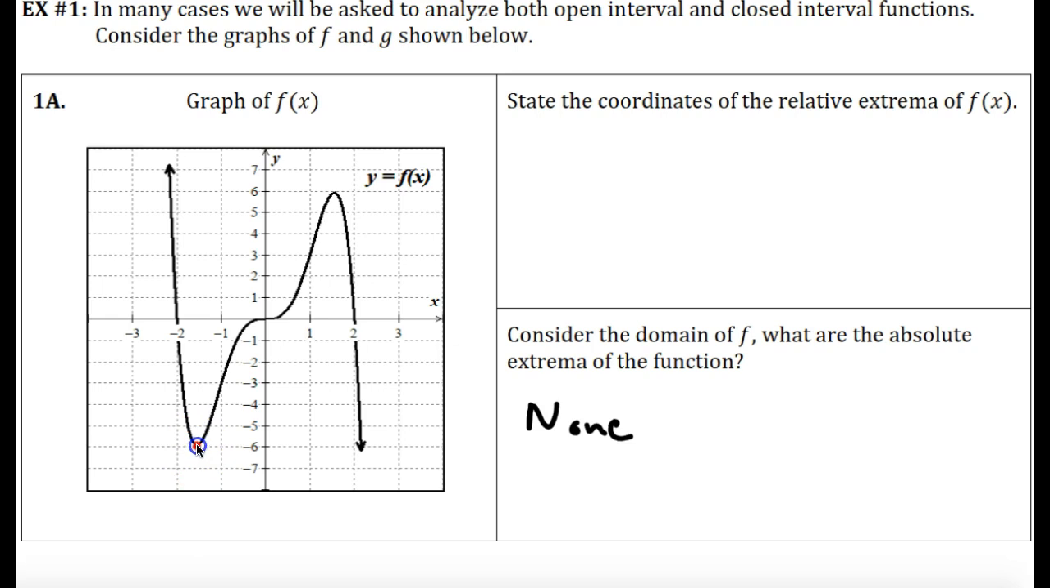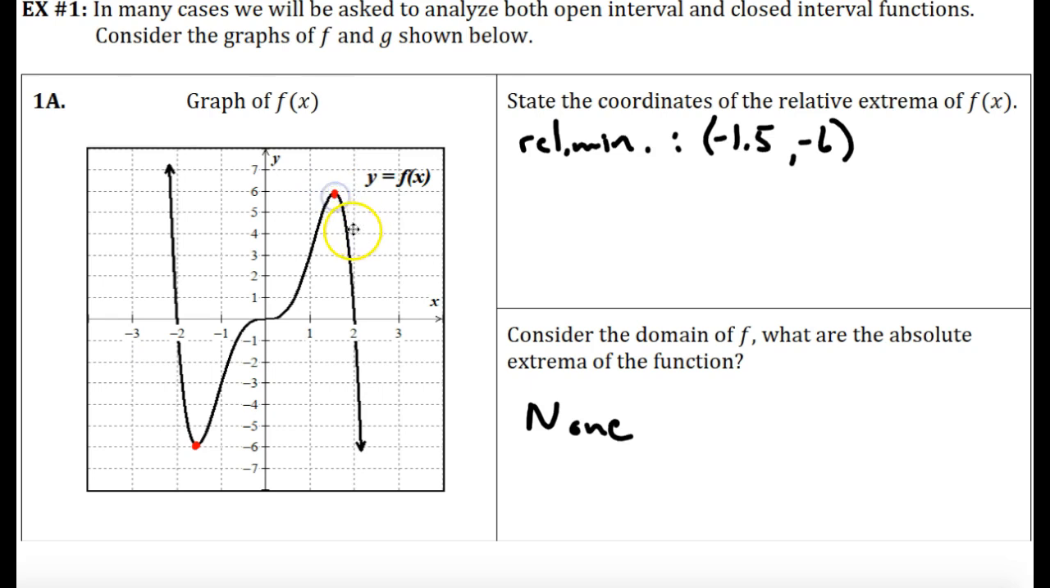Right here would be an example of relative extrema. This would actually be a relative minimum value. All right. So let's see, that looks like that occurs at, I don't know, maybe like negative 1.5, negative 6. All right, so let's say we have a relative min at about negative 1.5, negative 6.